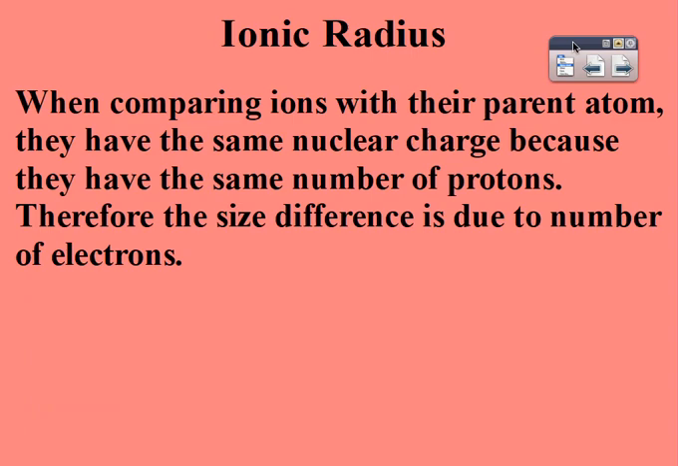Along with atomic radius, we have ionic radius. When comparing ions with their parent atom, they have the same nuclear charge because they have the same number of protons, because they're the same element. Therefore, the size difference is due to the number of electrons.